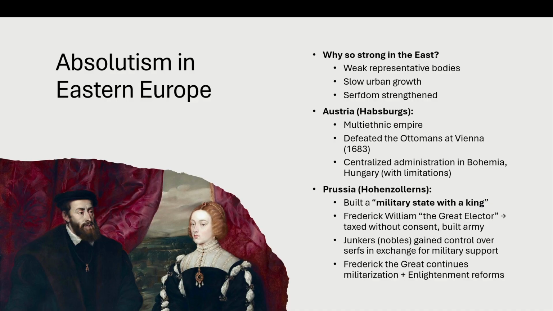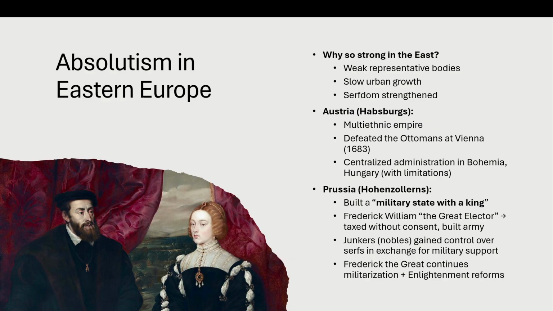Looking at absolutism in Eastern Europe next. Eastern absolutism takes somewhat of a different path. These states often had weaker representative bodies and slower urban development. Serfdom remained strong, which gave nobles tremendous power over peasants. Austria consolidated control after defeating the Ottomans in 1683, pushing them back into the Balkans and towards Turkey.